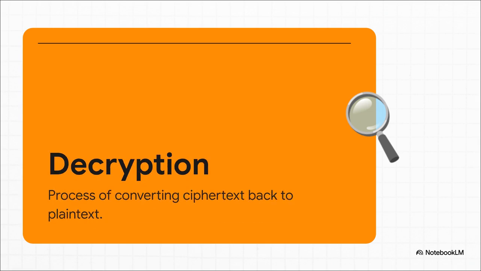And then, finally, once the message gets where it's going, the person on the other end uses the correct key to perform decryption. They just reverse the whole process, turning that scrambled nonsense back into the original plaintext. And just like that, the secret has been delivered successfully.